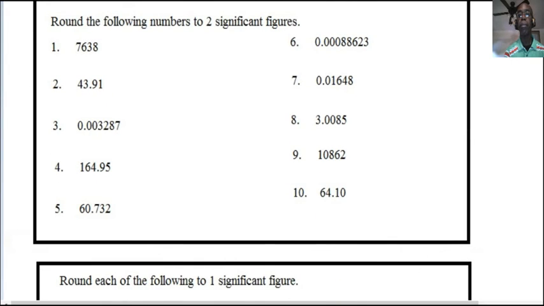Continue watching as we move on to another exercise. Round the following numbers to two significant figures. You may pause the video and try these problems on your own before looking at my solutions.